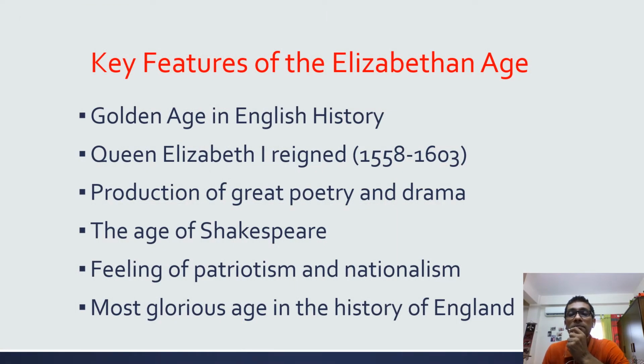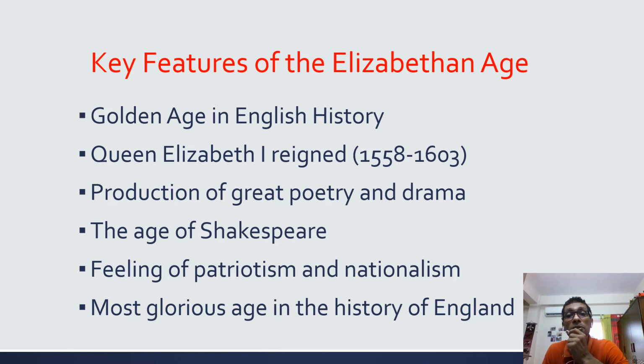Let us have a look at the key features of the Elizabethan age. The Elizabethan age is a very comprehensive and powerful age in terms of monarchy, in terms of power, in terms of prosperity. It is usually called the golden age in English history. Queen Elizabeth I reigned from 1558 until 1603. This is the total lifespan of the Elizabethan period, 1558 to 1603.